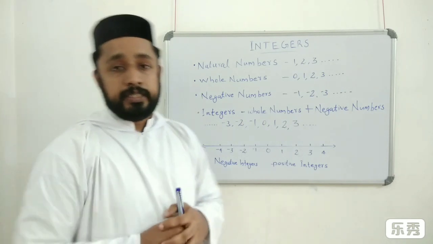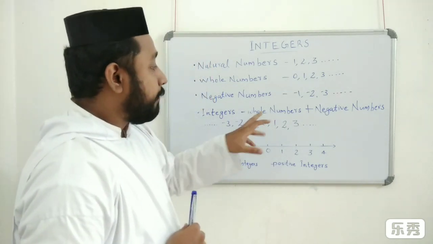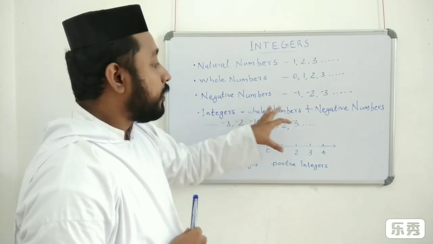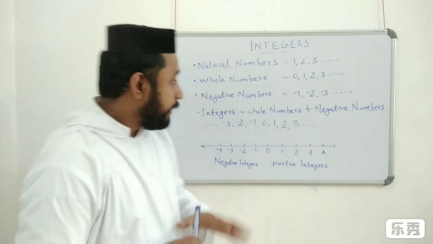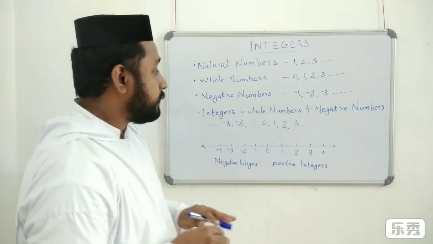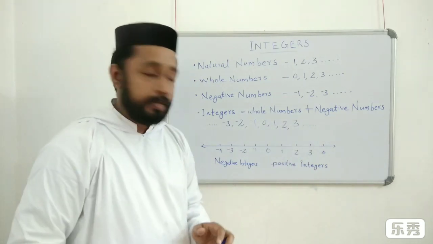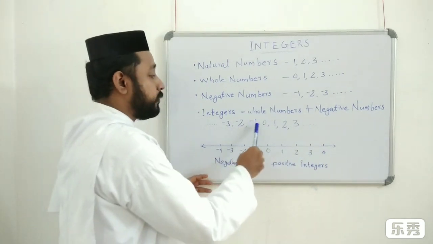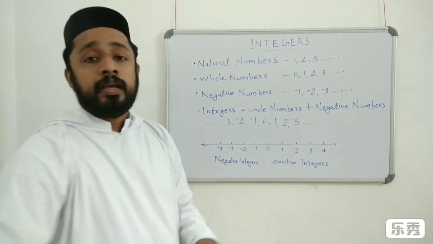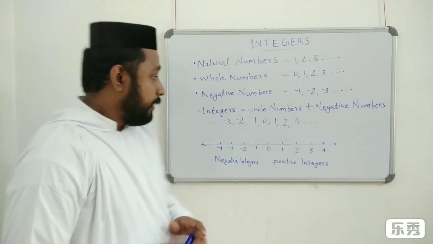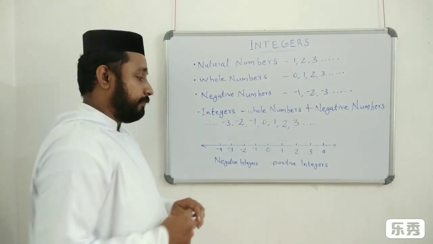Now, we move on to integers. Integers are a set of numbers which includes whole numbers as well as negative numbers. Which means integers are the collection of numbers which includes whole numbers as well as negative numbers, which means minus 3, minus 2, minus 1, 0, 1, 2, 3, etc. are called integers.